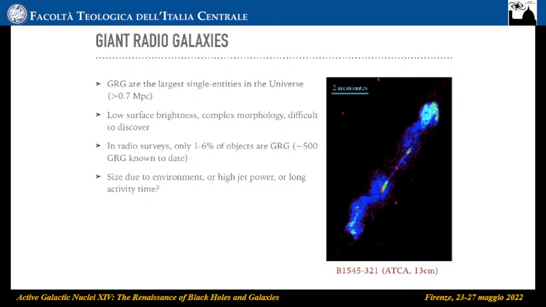So in particular, giant radio galaxies, as I was saying, there is a threshold that is set at 0.7 megaparsec, but most of them can reach a linear scale that is larger than 1 megaparsec. They are difficult to study because they have a low surface brightness, so you need very sensitive observations. You need a long observation in radio to have a good coverage of the UV plane, able to recover all this extended emission from the lobes. And for this reason, also for this reason, in classical radio surveys, only a small fraction is giant radio galaxies. It is between 1% and 6%.